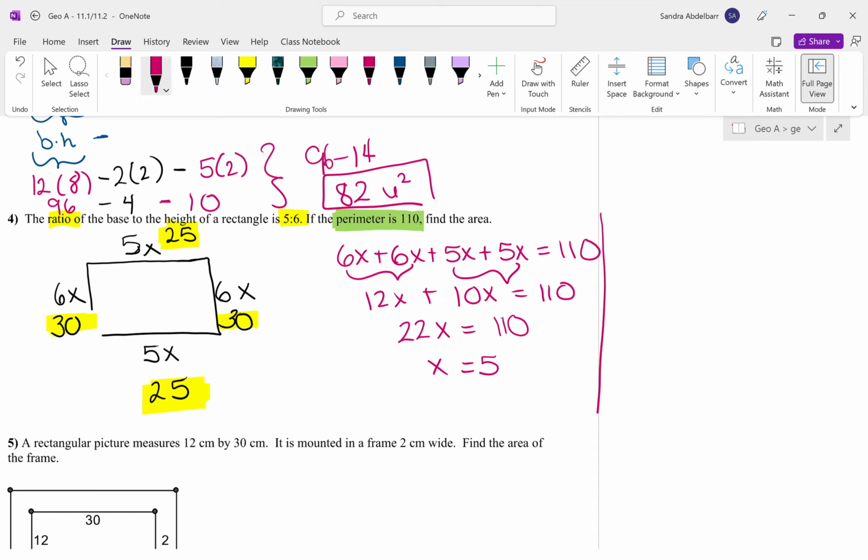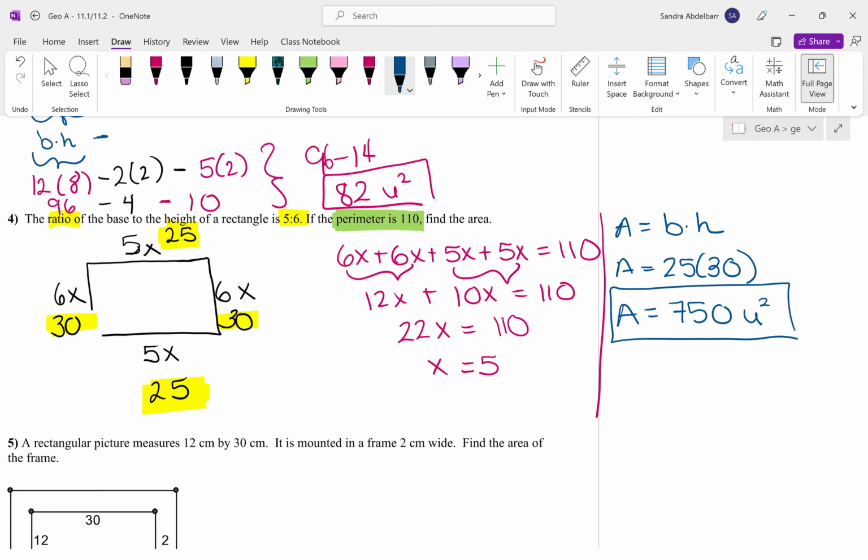Can I now find the area? Absolutely. Area of a rectangle is base times height. So we have 25 times 30. Did anybody multiply this? Oscar? 750. 750 units squared.